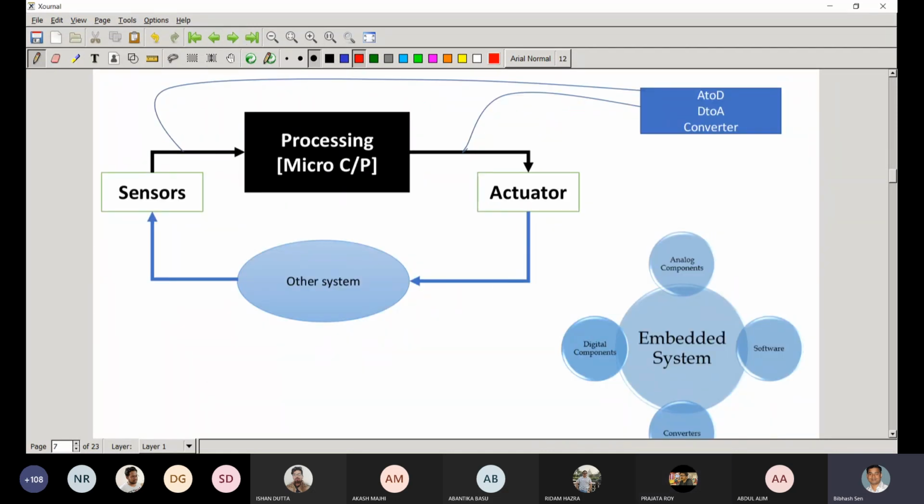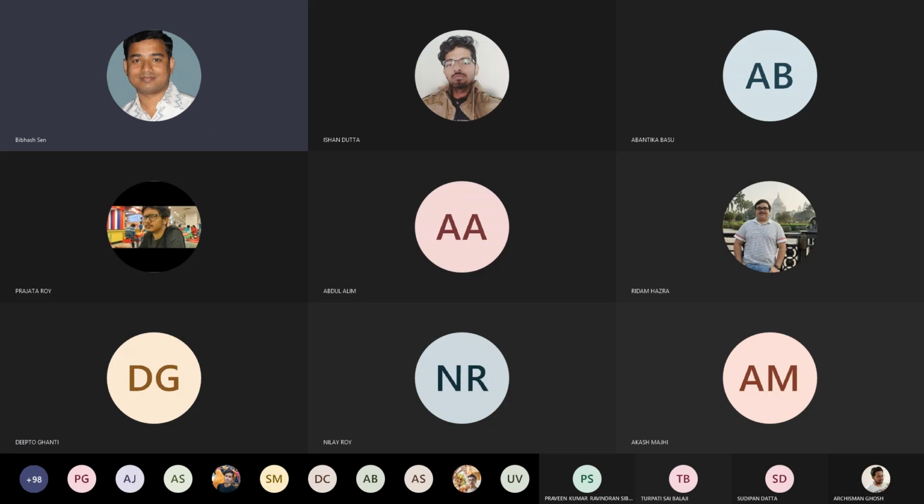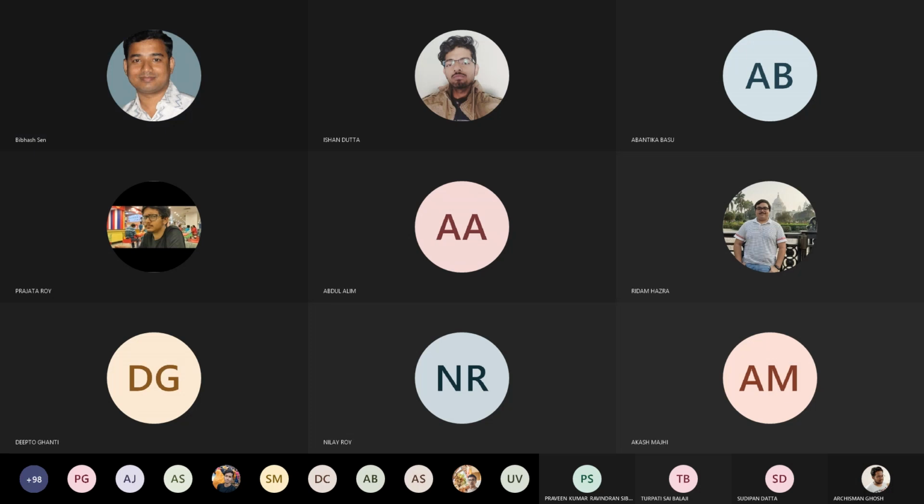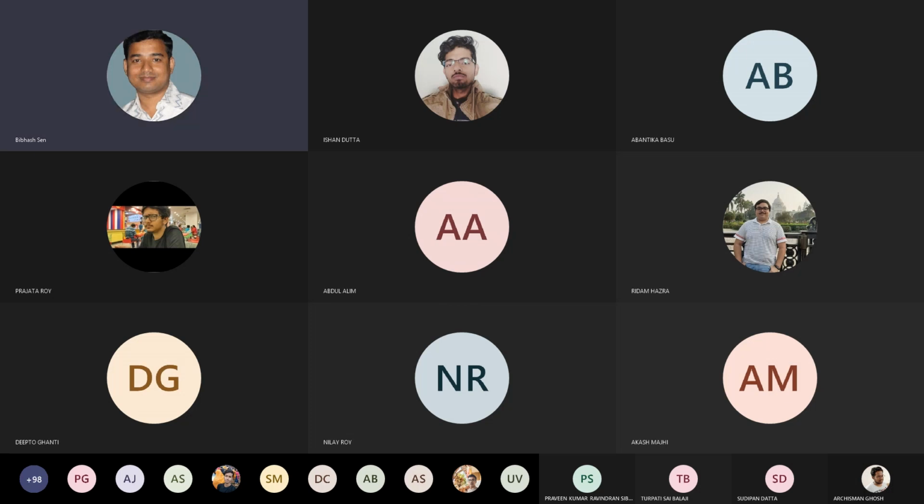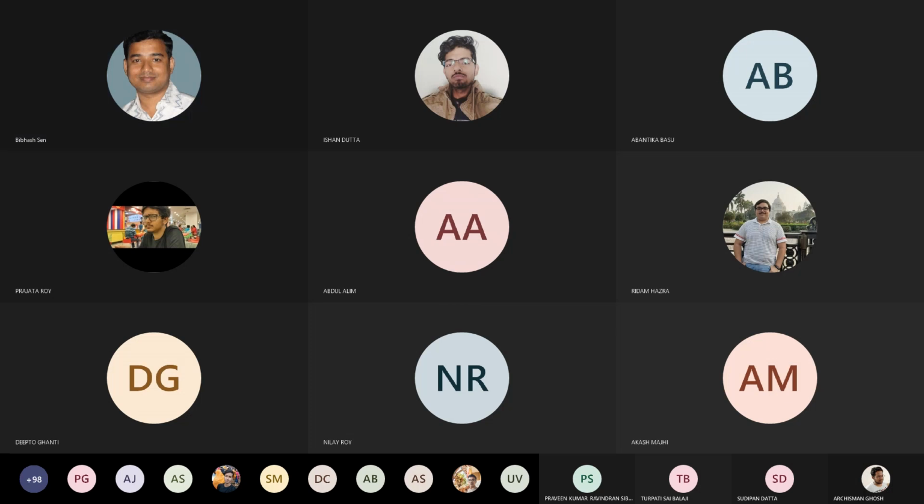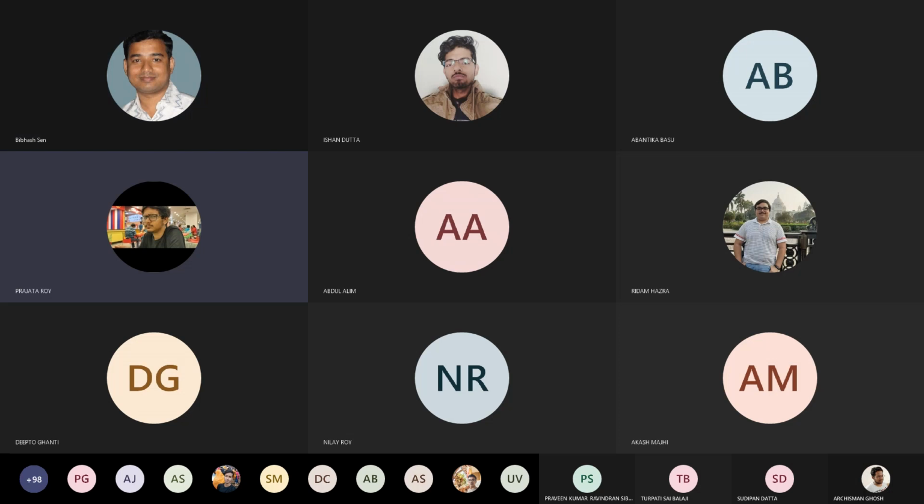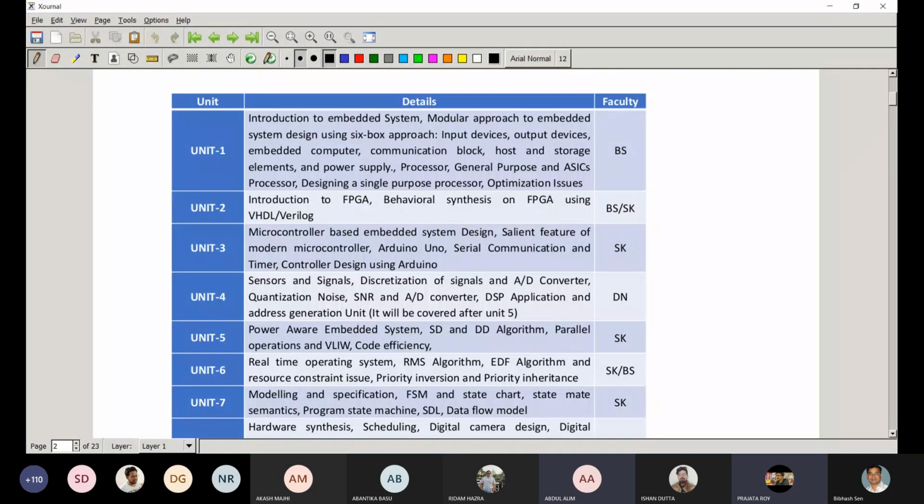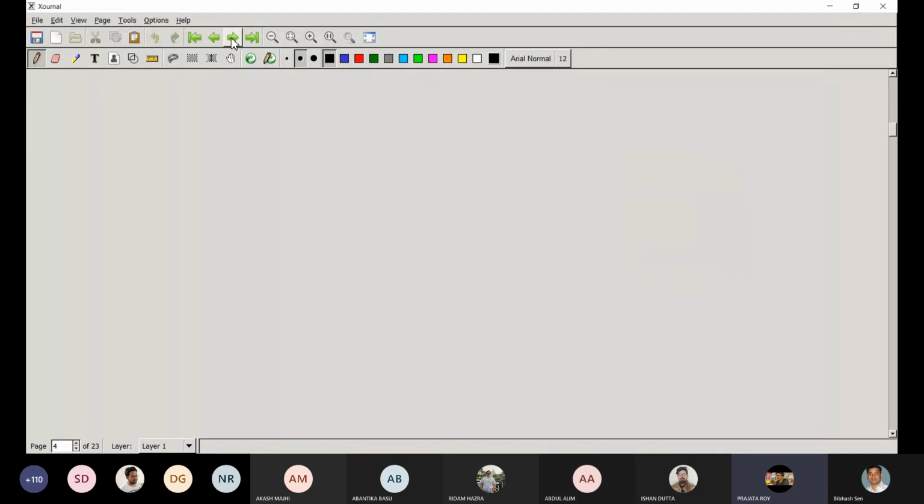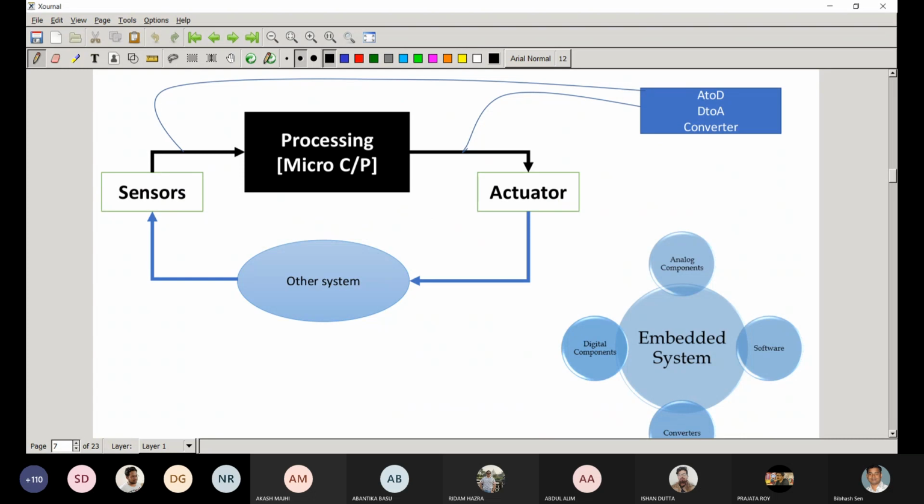Now, if you see the embedded system, what is the best application? The sensor sends the signal from outside. Oh, sorry, just 1 minute. I closed it accidentally. Is it visible now? No, sir. Okay. Now? Yes, sir. Yes, yes, sir. Okay, thank you. I think I was in this chart, no?